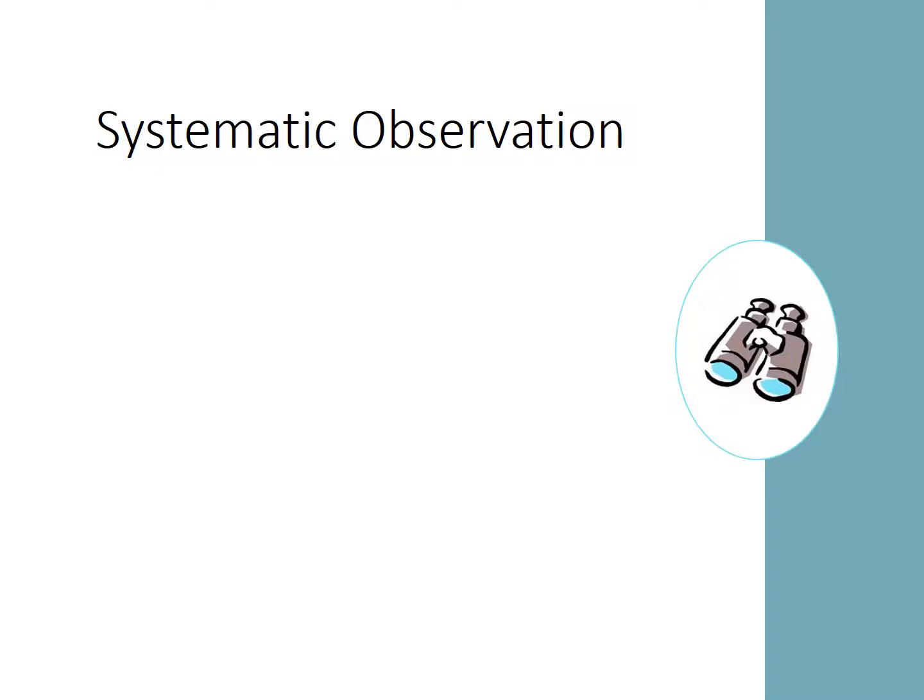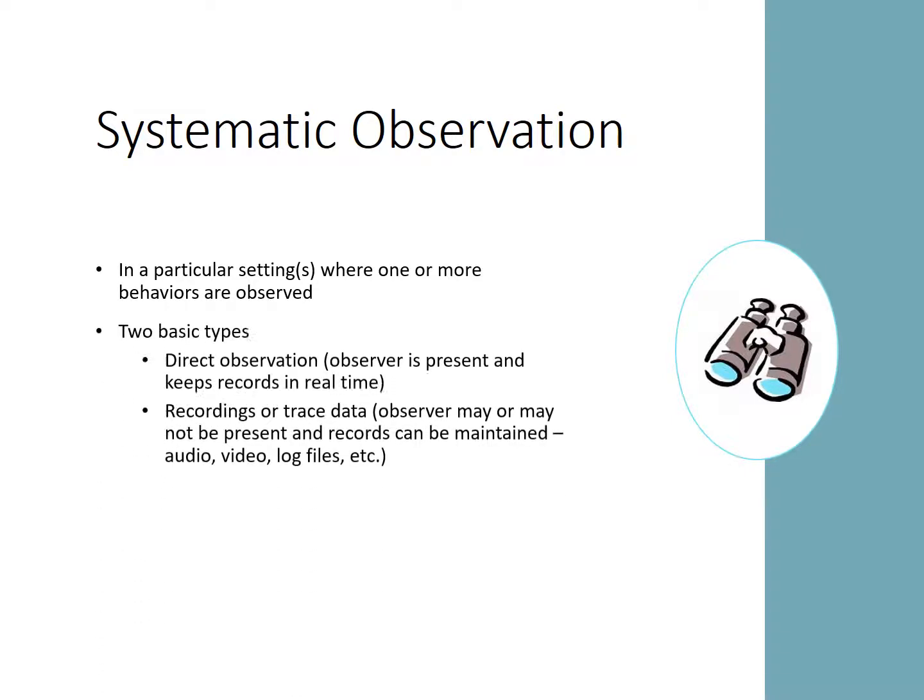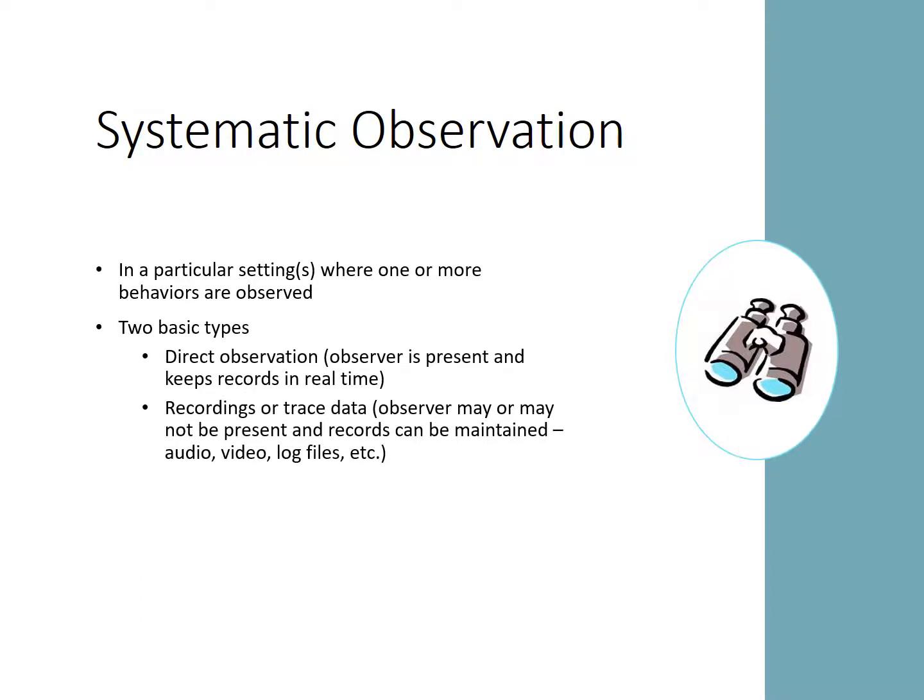Whenever we're collecting data, we'll talk about a couple of different ways in which we have data for our research projects or for the research that we're collecting. The first one is through systematic observation in a particular setting or settings where behaviors are observed. This is probably the most straightforward way to collect data. There are two basic types. One is direct observation. The observer is present and keeps records in real time.